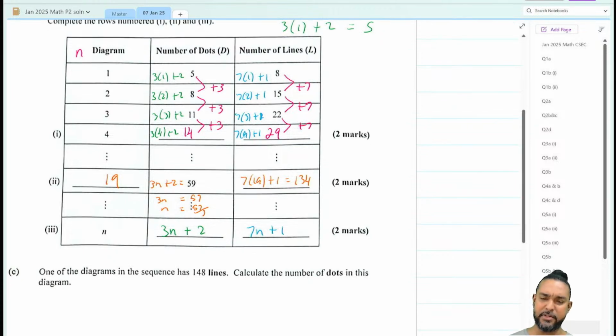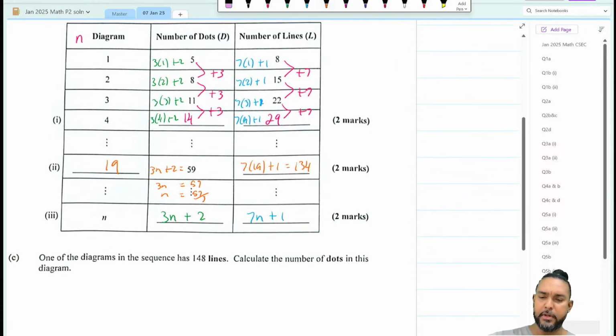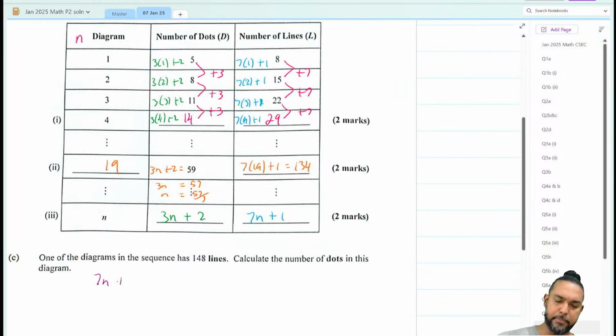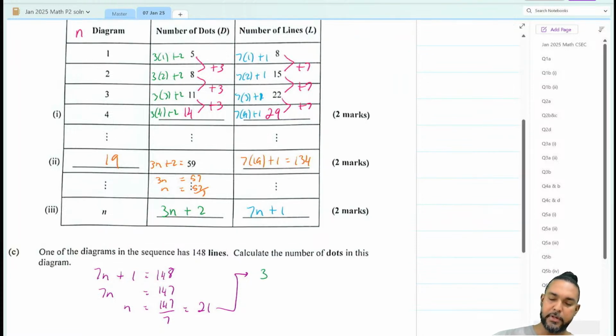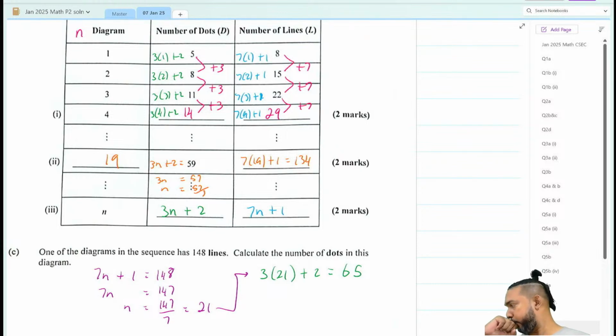The easier way to work it is to work backwards. 148 lines, so we have 7n plus 1 is equal to 148. So 7n is equal to 148 minus 1, which is 147. And n therefore is 147 over 7, which is 21. Now from there, we can plug that 21 inside of here. So that's 3 by 21, which is 63, plus 2 is 65.